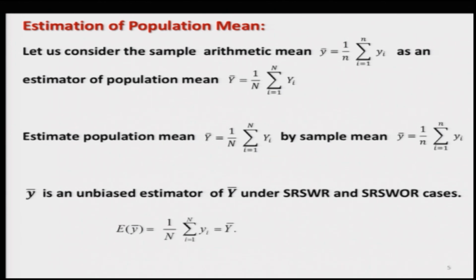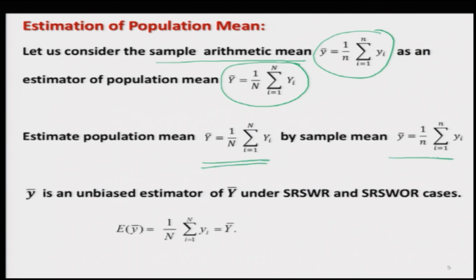So, now we are going to consider the sample arithmetic mean, y bar is equal to 1 upon small n, summation i goes from 1 to small n of yi, as an estimator for the population mean, which is defined here as capital Y bar, as we defined earlier also. So, now we will estimate the population mean by the sample mean. This means what? We want to know the value of capital Y bar, but we do not know it because it is in the population. Due to various reasons, it is not possible for us to consider these things.